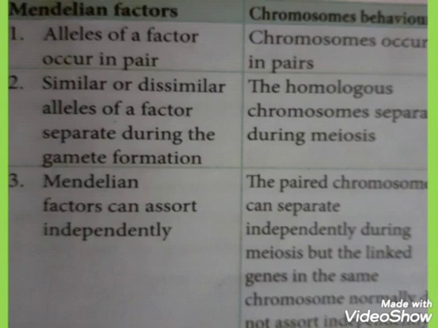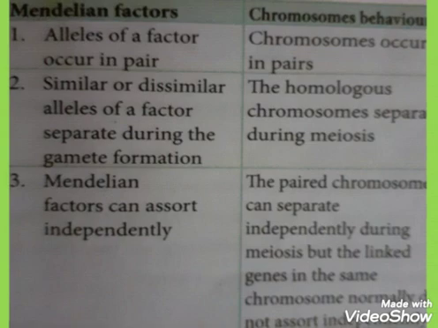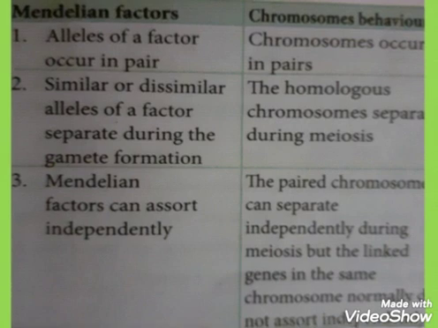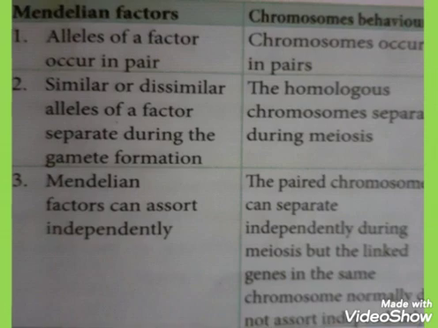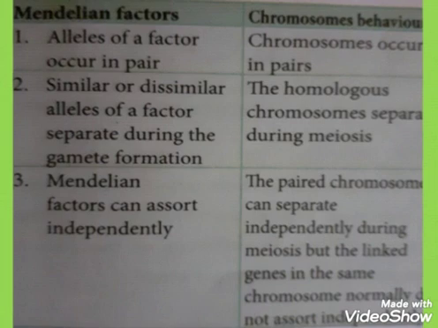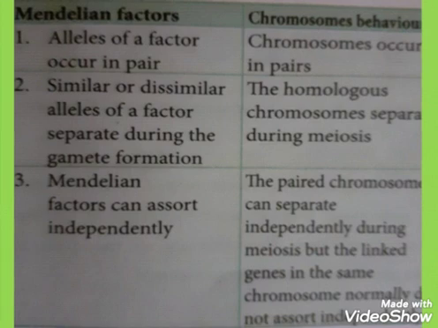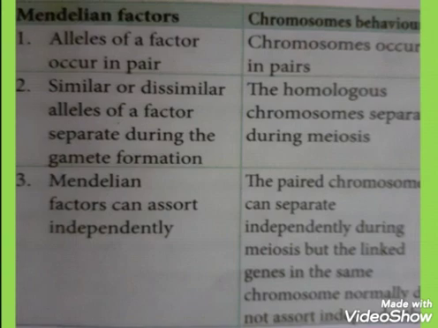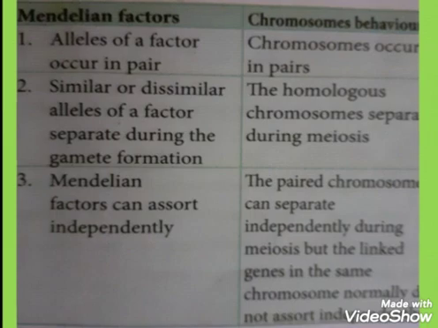According to Mendelian factors, alleles of a factor occur in pairs. Same as the chromosome behavior, chromosomes occur in pairs. Here, similar or dissimilar alleles of a factor separate during gamete formation. Here, homologous chromosomes separate during meiosis. So, Mendelian factors can assort independently. The paired chromosomes can separate independently during meiosis, but the linked genes in the same chromosome normally do not assort independently. This was proved by Mendel, and it was hypothesized by Boveri and Sutton.